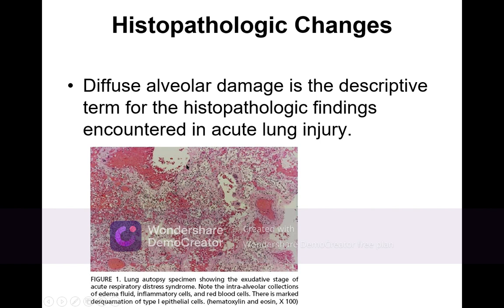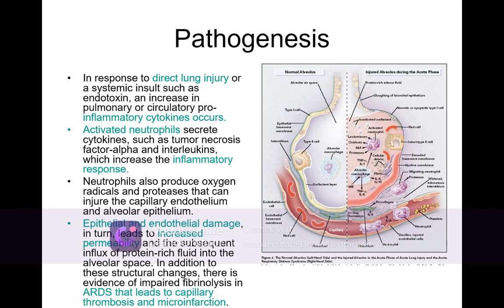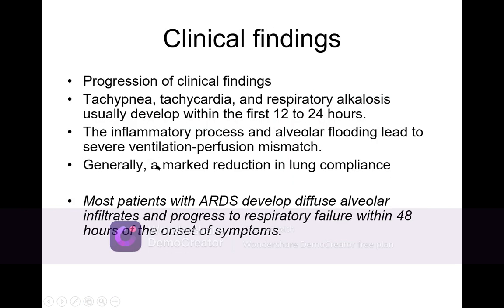Histopathology changes: all the inflammatory exudates are shown here. There is diffuse alveolar damage associated with inflammatory cell infiltration at multiple sites in the lung. Pathogenesis, I already told you about it, and I don't want to discuss it in detail. The clinical findings I already told you about: tachypnea and tachycardia, respiratory alkalosis because carbon dioxide is blown off, compensated by metabolic acidosis, and so on. These clinical findings were already mentioned in my case discussion.